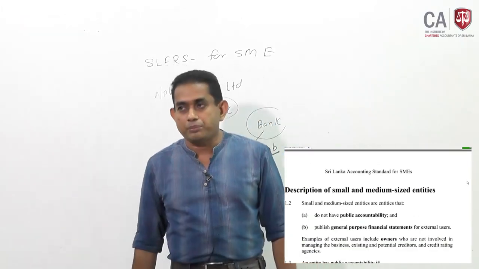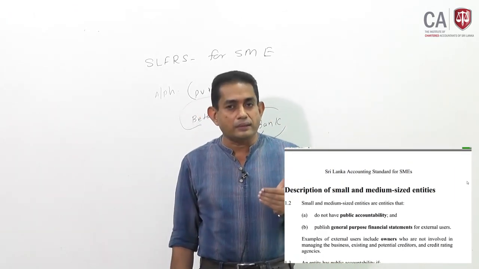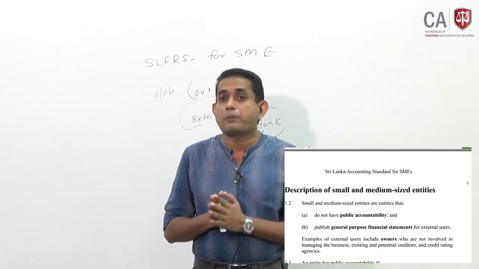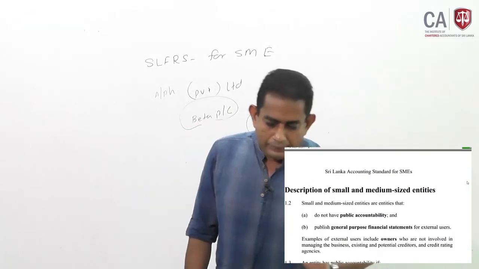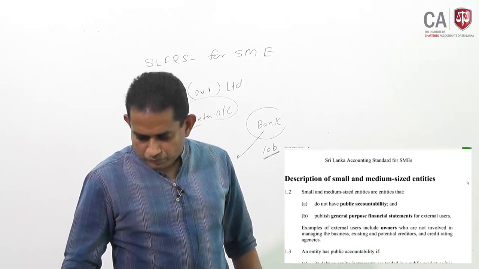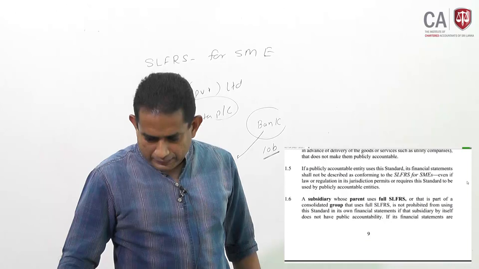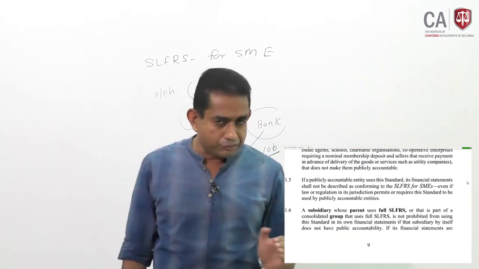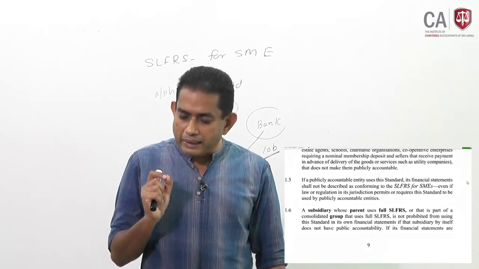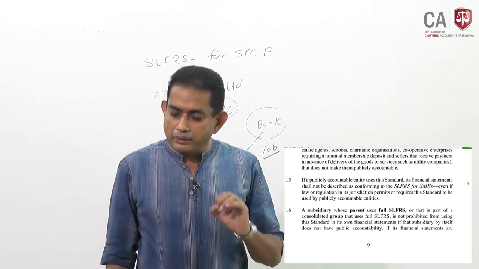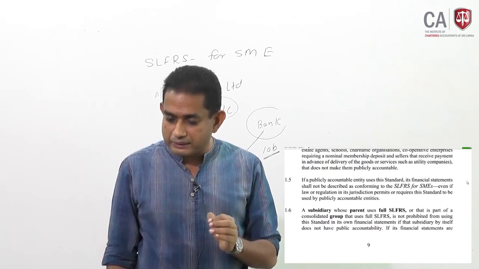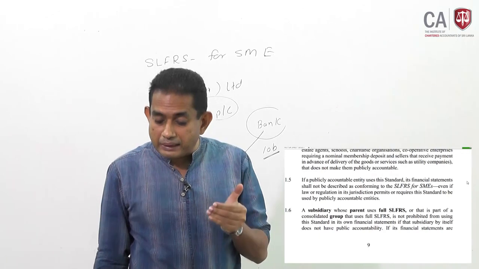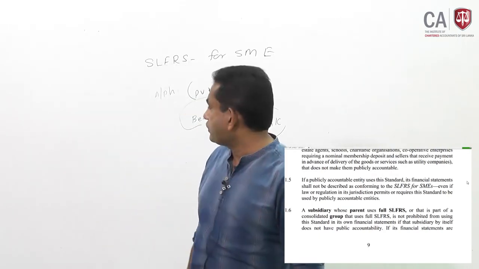So, that entire list of enterprises never falls under the category of being SME, for which this SLFRS for SME does not apply in financial reporting. Then some exceptions are there. Let me go to some important paragraphs here. Paragraph number 1.6, and you can see it for yourself if you have the standard book with you. A subsidiary whose parent uses full SLFRSs, or that is part of a consolidated group that uses full SLFRSs, is not prohibited from using the standard in its own financial statements if that subsidiary by itself does not have public accountability. Those areas can be tested sometimes, and you need to be aware.